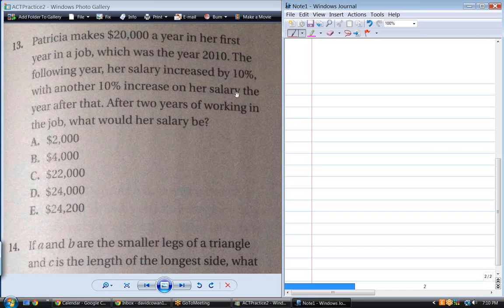Okay, if your salary goes up by 10% and you're making $20,000 a year, what do you make at the end of the first year? What's 10% of 20,000? 2,000. So what are you making at the end of year one? 22,000. Okay. What are you making at the end of year two?